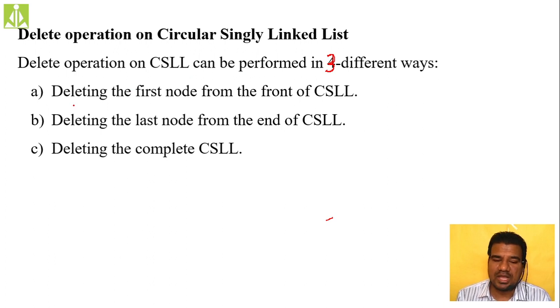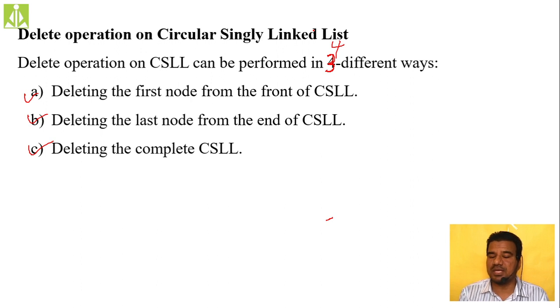How we can delete the first node, how we can delete a node from the end, and how we can delete the entire circular singly linked list. These 3 things we discuss. I wrote 4 because, given a key value, you can delete that node as well. We are not doing that here because of time constraint. Let us take it as homework and you can practice at home.